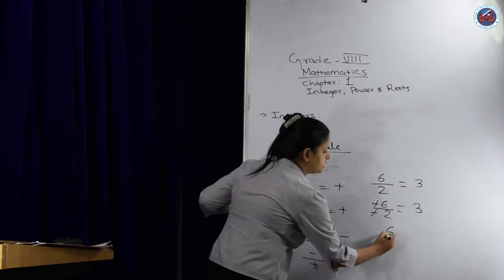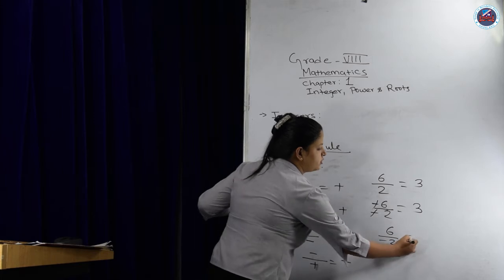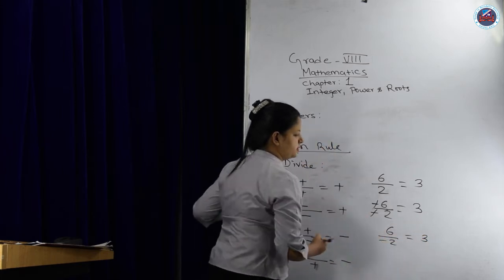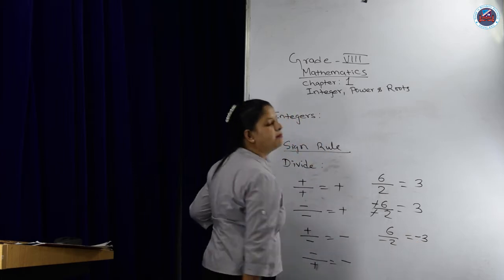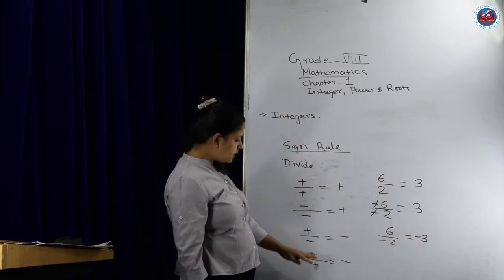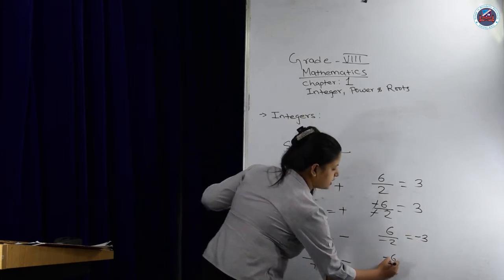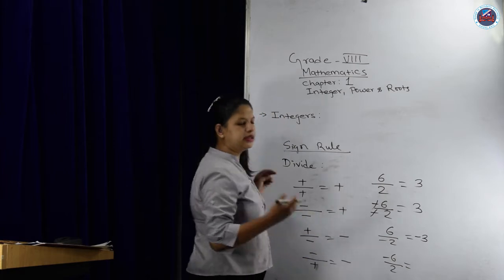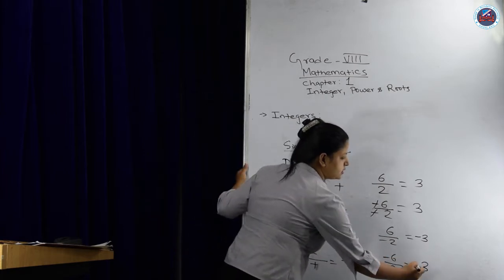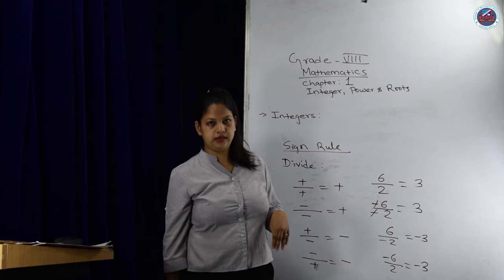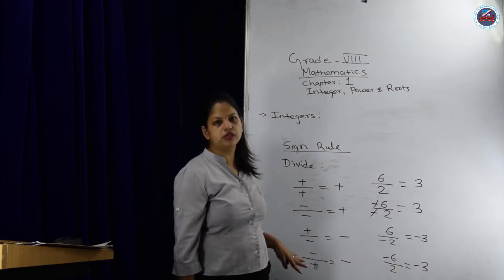For example, 6 divided by minus 2. You divide the number, 2 3s are 6. And since plus by minus is a different sign, you have to put minus in the end. Similarly, if the upper one is negative and the lower one is positive, the same thing: 2 3s are 6 and minus by plus is negative, so you put minus there. So this is the division rule.